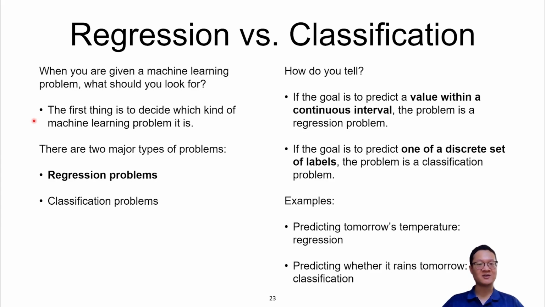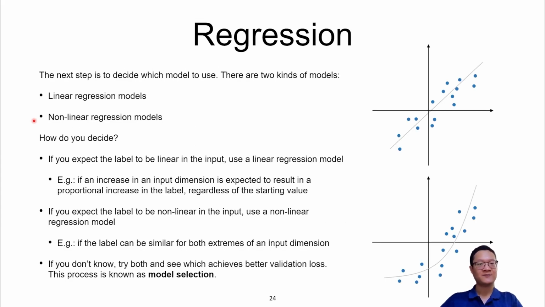Okay, so we talked a lot about regression problems. For regression, we had two kinds of models. We had the linear regression models and also non-linear regression models. Obviously, depending on the situation, we may be picking different models to do regression. So for example, if you expect the label to be linear in the input, then we should use a linear regression model. If you expect the label to be non-linear in the input, then we can use a non-linear regression model.